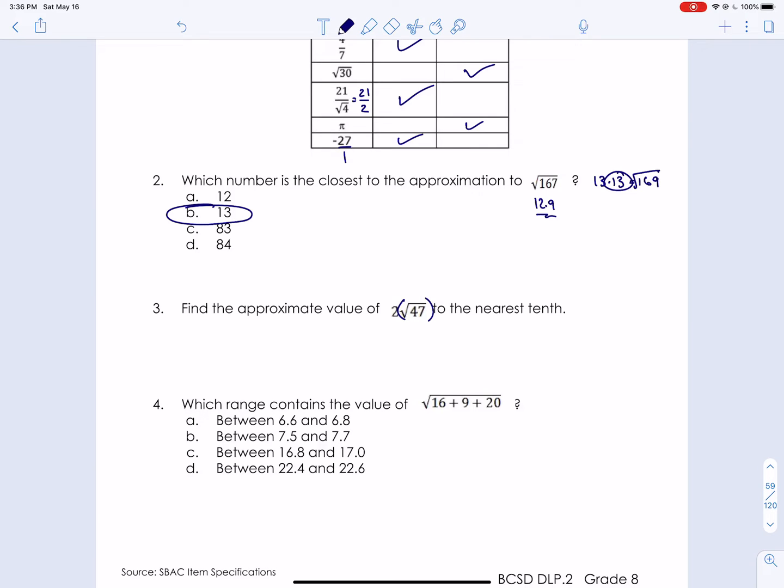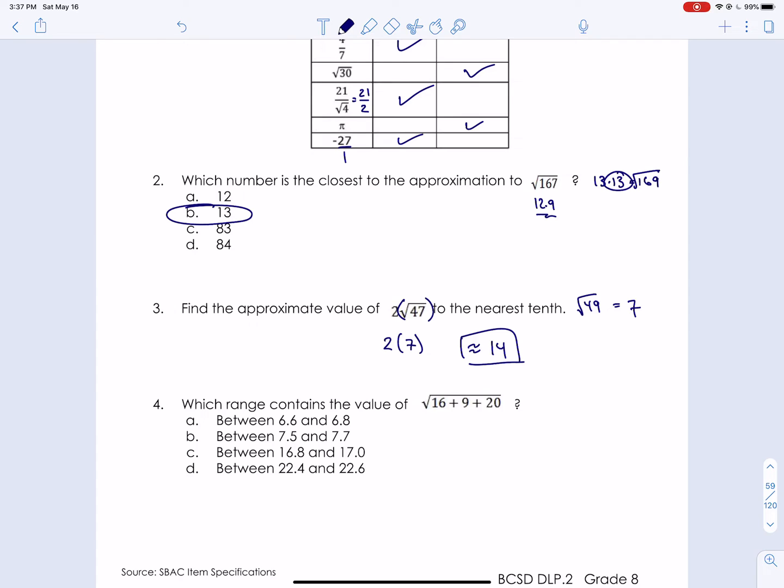So again, we need to approximate. So the square root of 47. What's a square root that we know that's really close to that? What about the square root of 49? Square root of 49 is what? 7? Okay, so that's about 7. So what's 2 times 7? So it's going to be about 14. Okay, it's not exact. It's going to be a little bit less, but it's about 14.